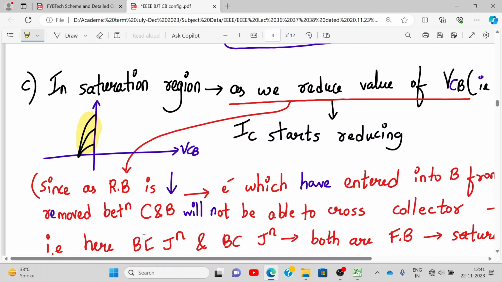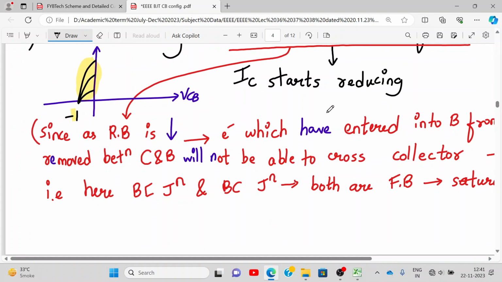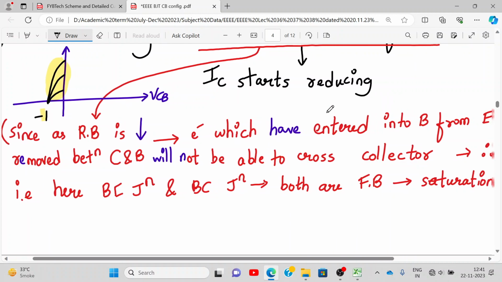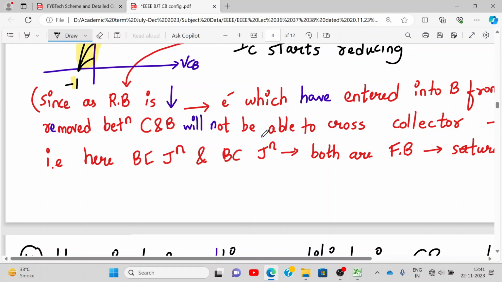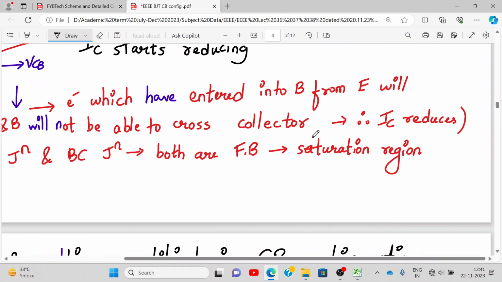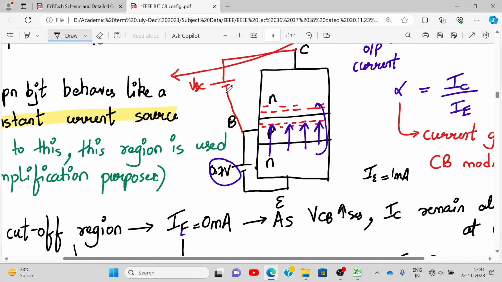As my VCB is reducing from 0 to even lesser value, let's say this is -1. What will happen? As we reduce the value of VCB, that means it's becoming less reverse bias. Yes or no? So IC starts reducing. Why? Since as the reverse bias is reducing, electrons that have entered into the base from the emitter will be removed between the collector and the base, and will not be able to cross the collector region. See, do you know what you are doing? This base collector junction is becoming lesser reverse bias, meaning what? More recombinations will happen at the base terminal. Okay, lesser number of electrons will flow.